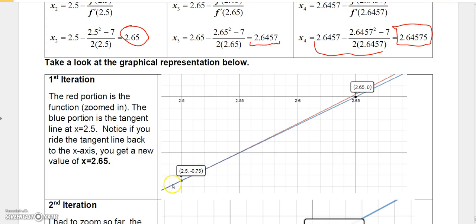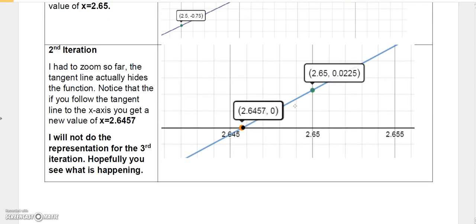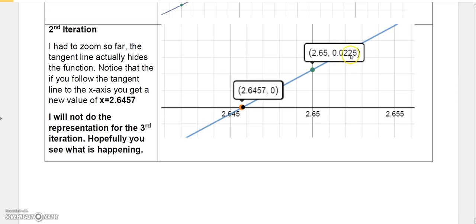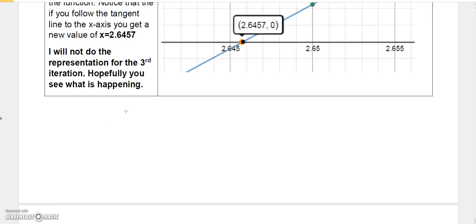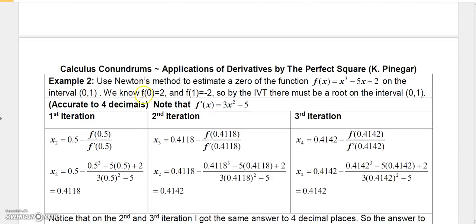Then you draw the tangent line to the function. If you draw the tangent line, it hits the x-axis at this new value, 2.65. In the next iteration, 2.65 is actually much closer to the answer, because that's 0.0225. But then when I draw the tangent line through that point, it hits the x-axis at 2.6457. The grapher I used told me that it's basically right on the answer. It's not the exact answer, but it's pretty close. I won't do the third one, but that's geometrically what's happening with this method.